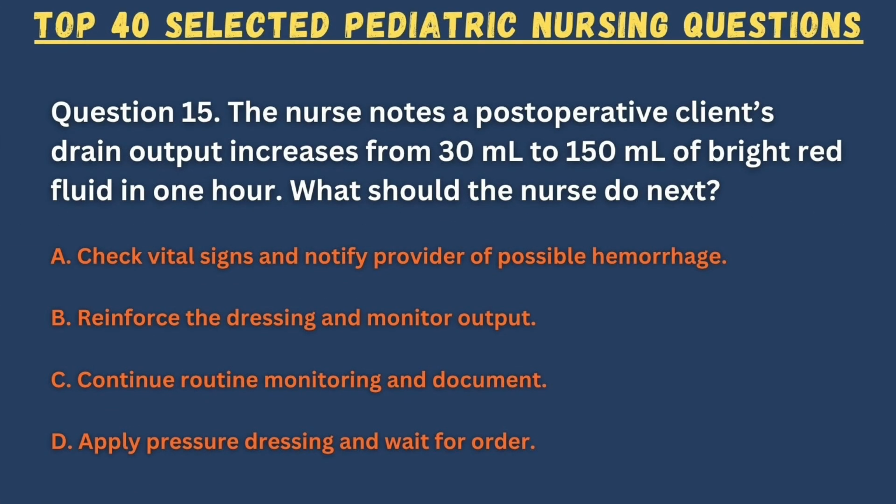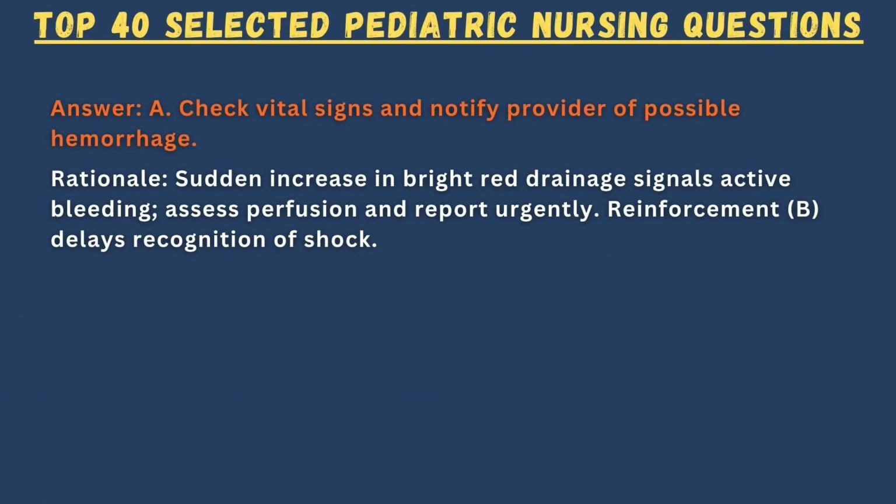Question 15. The nurse notes a postoperative client's drain output increases from 30 milliliters to 150 milliliters of bright red fluid in 1 hour. What should the nurse do next? A. Check vital signs and notify provider of possible hemorrhage. B. Reinforce the dressing and monitor output. C. Continue routine monitoring and document. D. Apply pressure dressing and wait for order. Answer. A. Check vital signs and notify provider of possible hemorrhage.